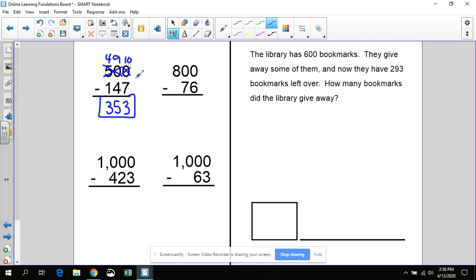I like crossing out the whole 50 to make it a 49 because I know if both of these are zeros, this will eventually be a 9 anyways, so I just do it in one step instead of two.